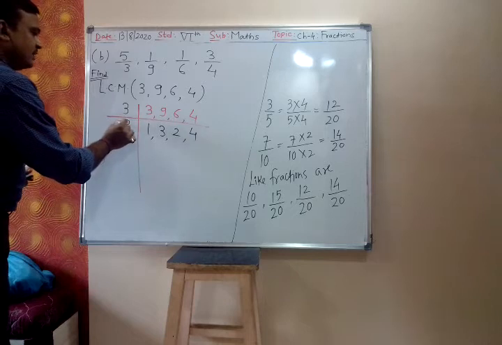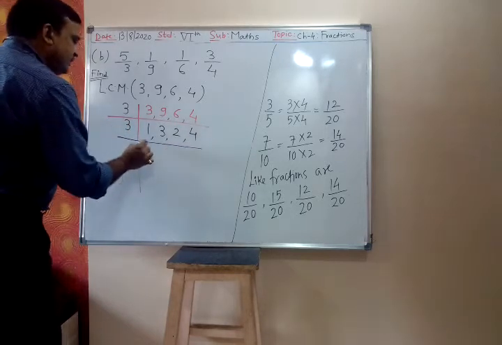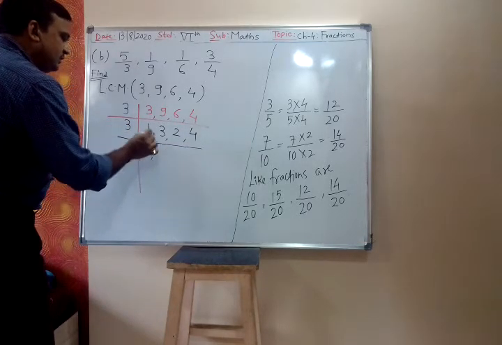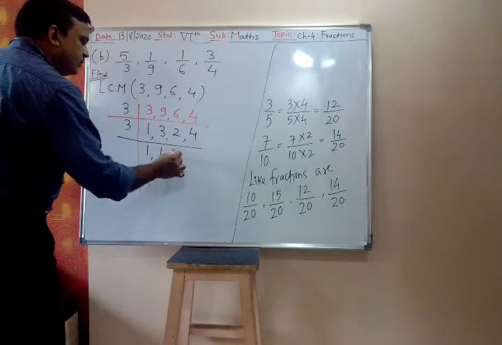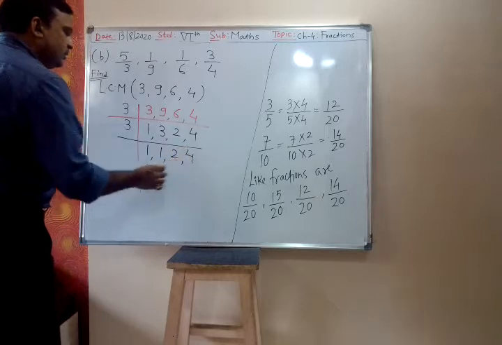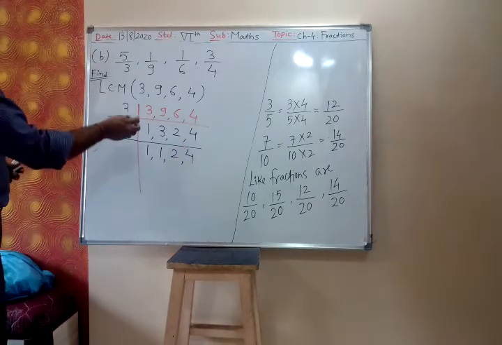Let us again start with 3. 3 into 1 will remain 1 only. Then 3 ones are 3. Then I cannot divide 2 by 3, so 2 will remain 2. 4 will remain 4. Now it is 1, 1, 2, 4.